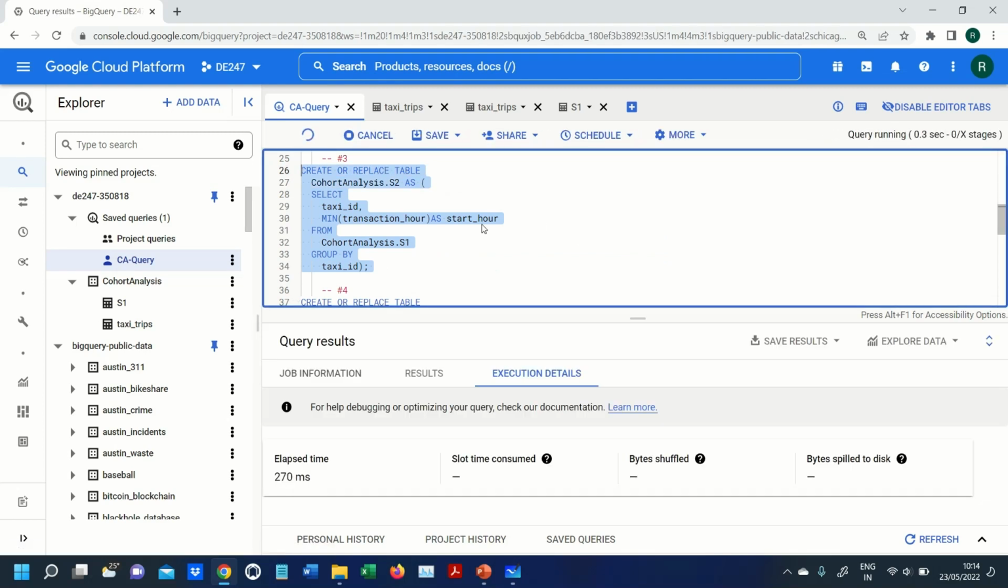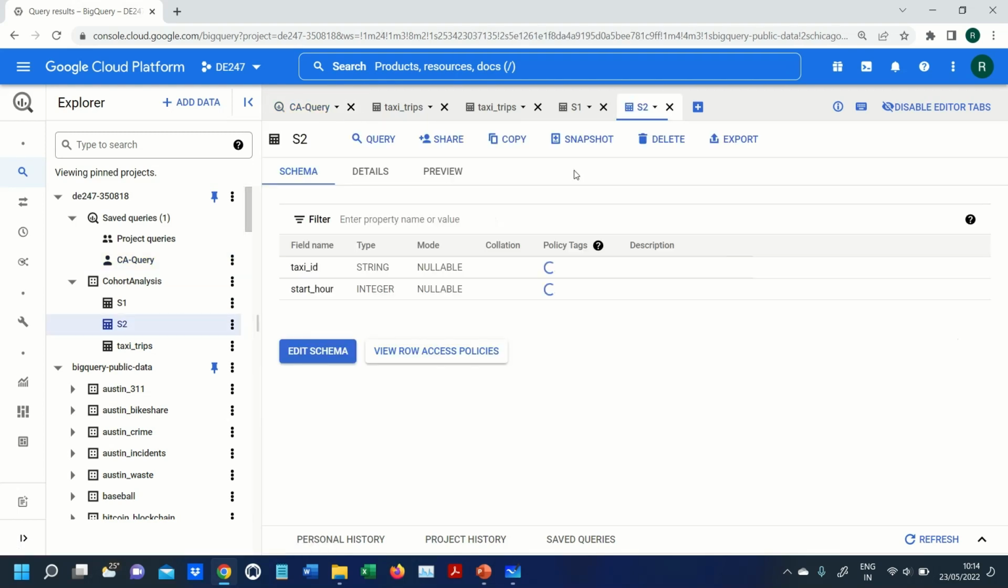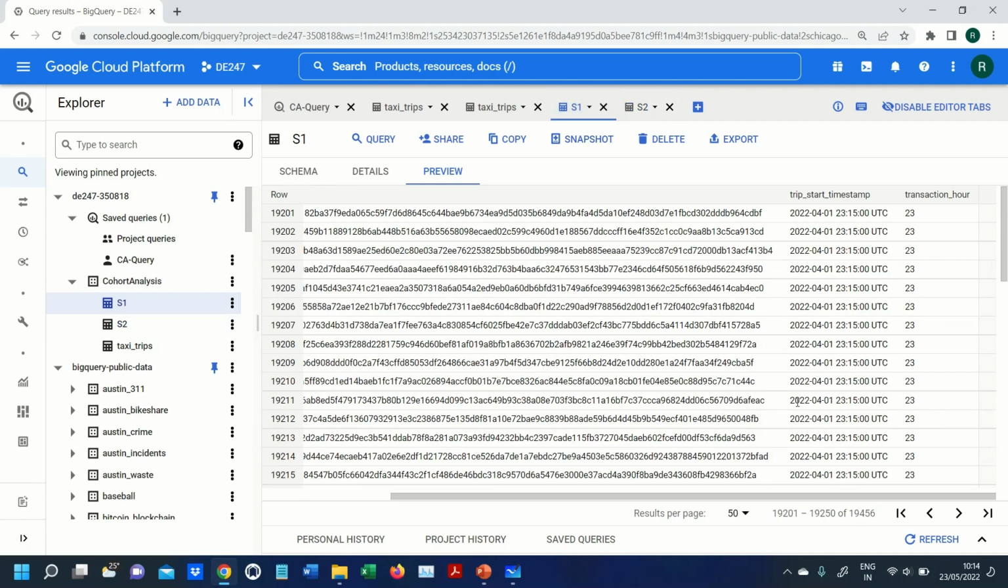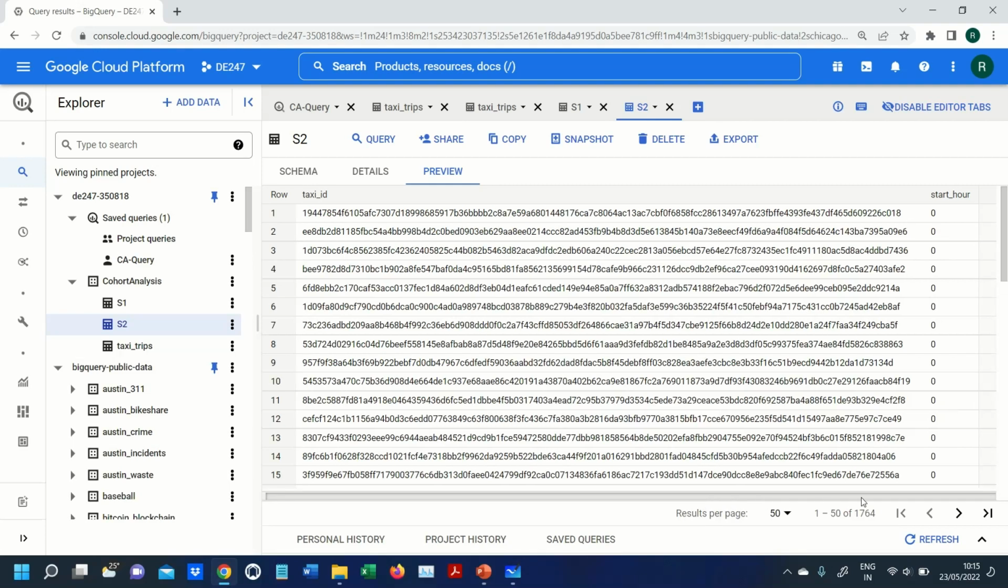Okay. So what it says is that we are taking the minimum of transaction hour and grouping it by taxi ID. That gives staging table 2. There are 1764 taxis, while S1 has around 19,000 transactions. 1764 is the number of unique taxis operated on that day. Which day? The 1st of April. And this is the start hour for each taxi.